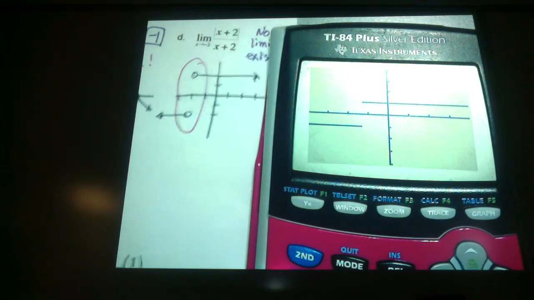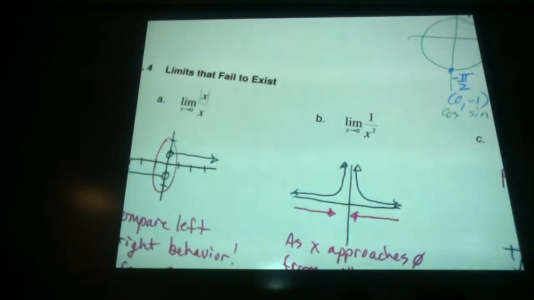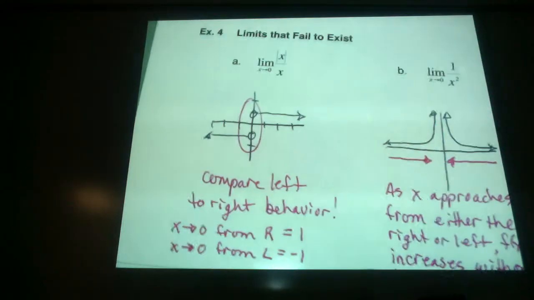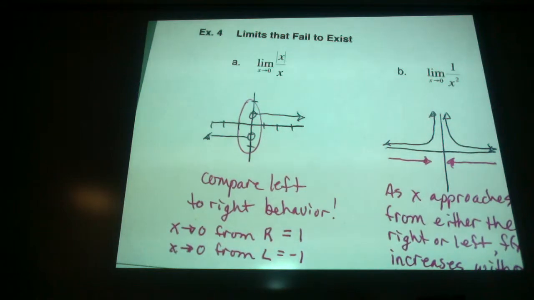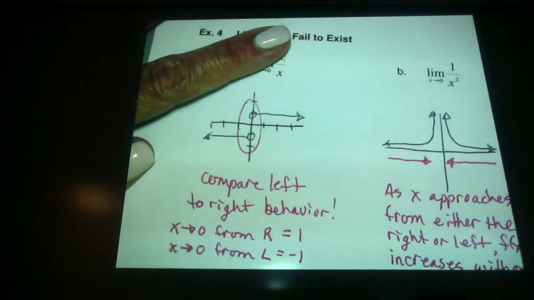All right, so then let's look at more limits that fail to exist. So I've given you some more comparisons here. The absolute value of x over x gives you the same situation because your left and right hand behavior do not agree, the limit does not exist.